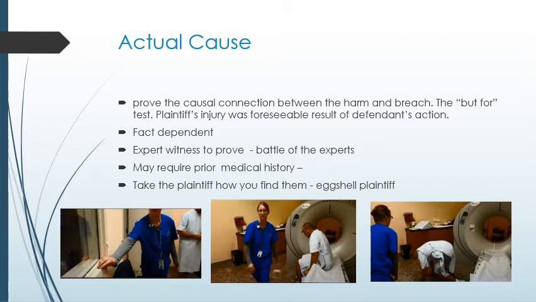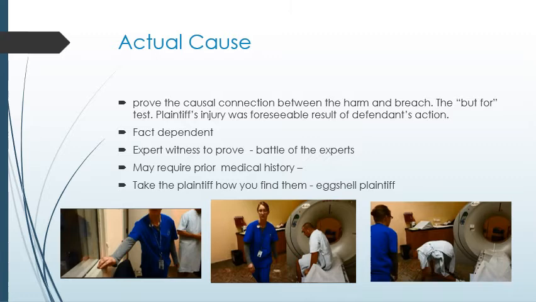Now, of course, it's rarely that clear, but the cause portion is very fact dependent. And because it's not usually so obvious as the example I just gave, very often you will need an expert witness to prove it, and to get what we call the battle of the experts. Who's got the thickest resume? Who has the most experience? Who's got the most letters after their name? And it also may require prior medical history.